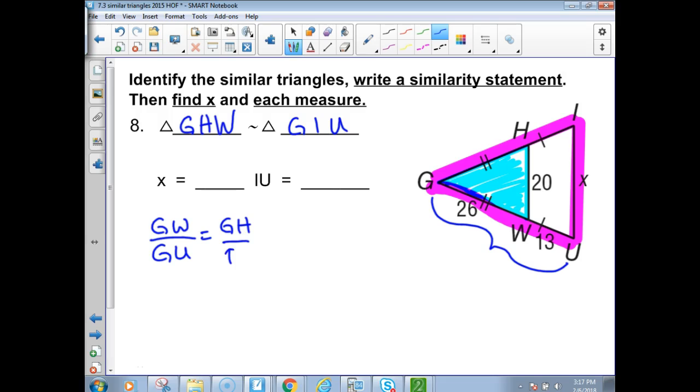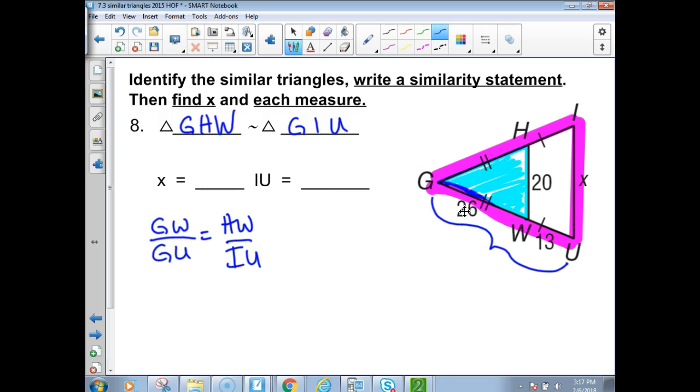Oh wait, there's no numbers on that side, so I'm not going to use that one. So what else could I use? The 20 and the X, which would be HW and IU. Okay, I hope you're following what I'm thinking. You don't have to write this letter thing out. I'm trying to make you see what I'm talking about.